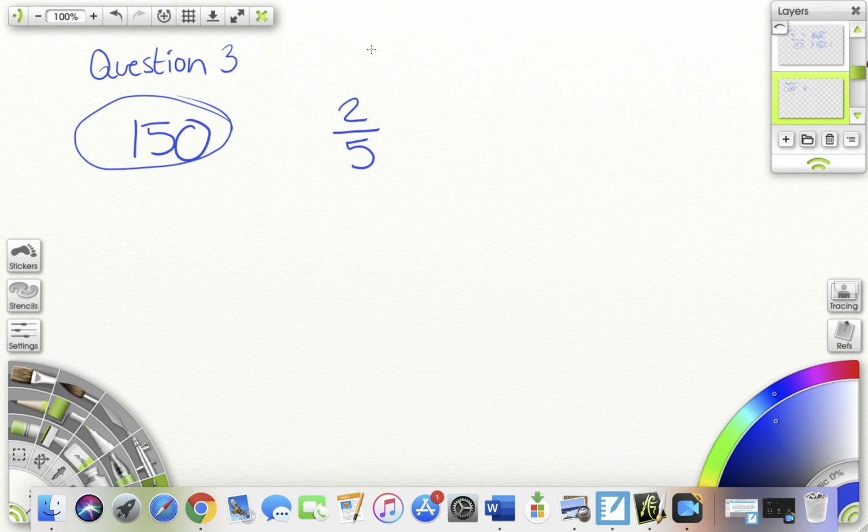So again, we're doing equivalent fractions. So 2/5 equals something over 150. How do I find this equivalent fraction? I can do the same thing that I did in question 1, because 5 times something equals 150. So in this case, I take 150 and divide it by 5. And this gives me 30.